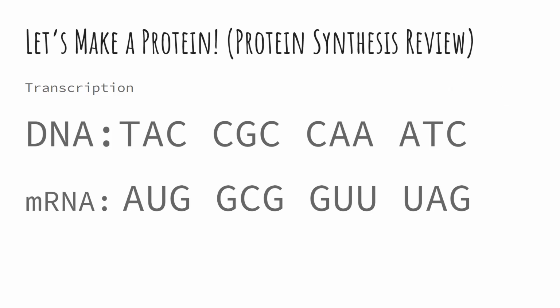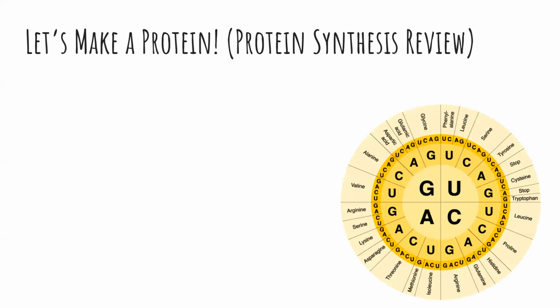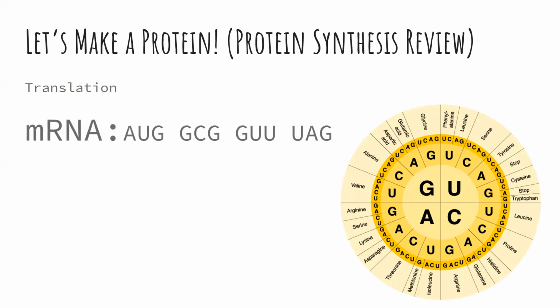Right. AUG, GCG, GUU, and UAG. That is step one. We just rewrote DNA language into mRNA language. We just made a small copy of a gene that can now leave the nucleus and head towards the ribosome for part two. So let's refresh ourselves. What was that mRNA strand? AUG, GCG, GUU, UAG. Now we have to translate and say what that gene is actually coding for. Say the protein that that gene is coding for.